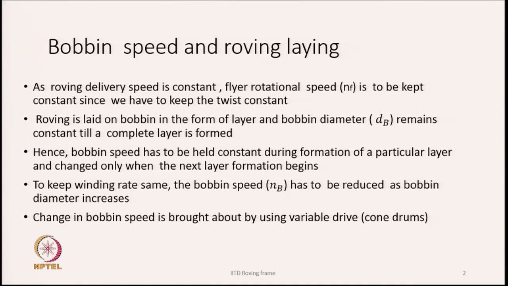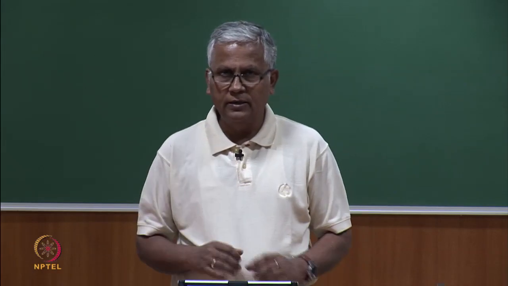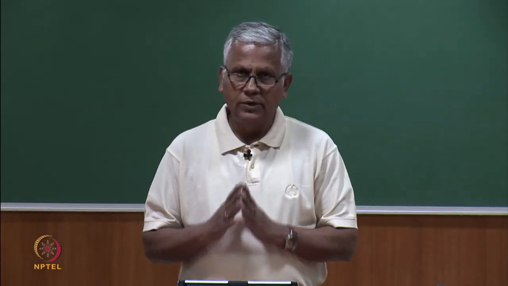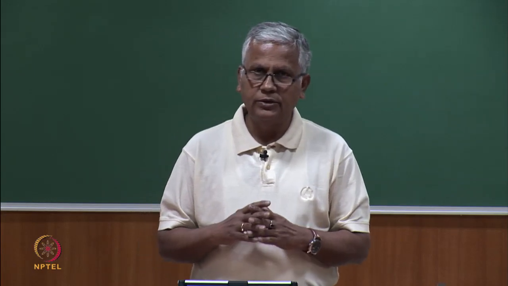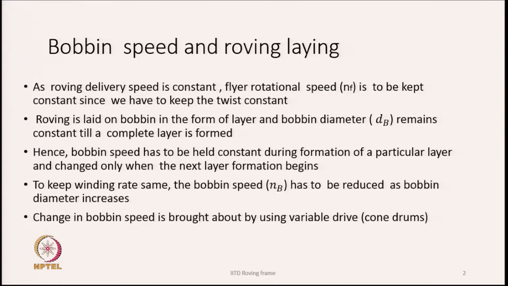The other thing we do during the roving bobbin formation is the roving is laid on the bobbin in the form of layers, and the bobbin diameter remains constant till a complete layer is formed. So, once we start building a particular layer, from that time onwards till that particular layer is completely formed, the speed of the bobbin should remain constant, it should not change. So, from beginning to end of a particular layer formation, the bobbin speed is not going to change.